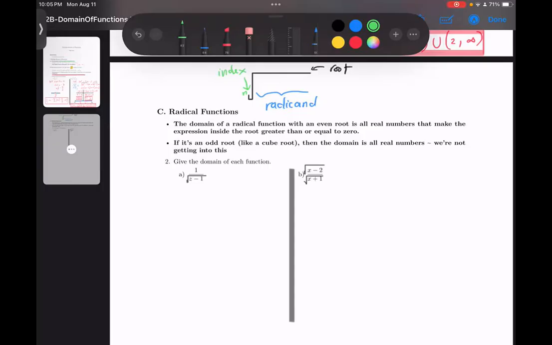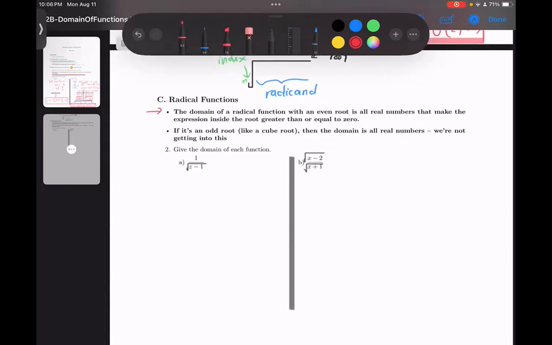Now, the domain of a radical function with an even root is all real numbers that make the expression inside the root greater than or equal to 0. Remember, a square root does not like negative numbers. If it has a negative number under the square root, it turns into an imaginary number, which we don't want to go into. So it has to be at least 0. For an odd root, like a cube root, the domain is all real numbers. But we're not going to get into that, so don't worry about this part. I'll just write it there for you to see. We're going to focus on the domain of the square root.